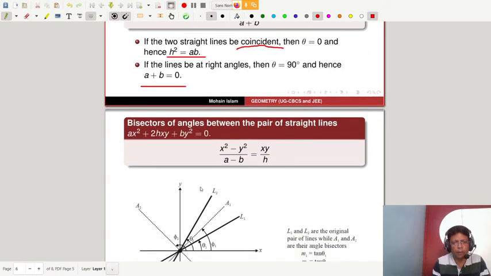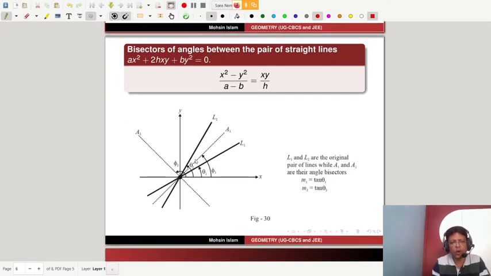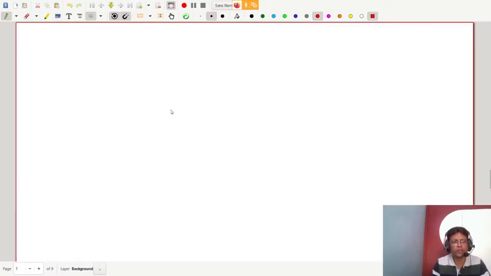Next, I shall be talking about the bisectors of the angles between a pair of straight lines. So, if L1, L2 are the pair of straight lines, then there are two bisectors. One of the bisectors is the acute angle bisector, that is called A1. Another is the obtuse angle bisector, that is called A2. So, there are two bisectors. Now, how will you get the equations of the bisectors? Let me show you in this case.